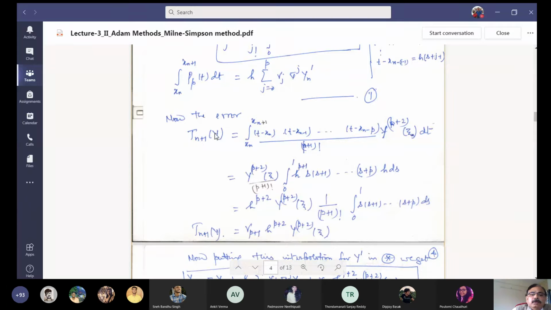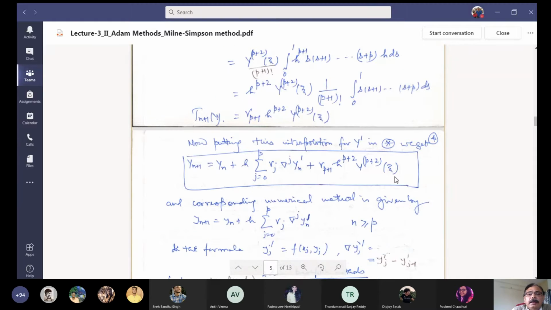So T_{n+1} is the integral from x_n to x_{n+1} of all the products divided by (p+1) factorial times y^(p+2). This I have already explained. It is y prime (p+1), the derivative of y prime, so that becomes the (p+2)th derivative of y at some point xi. And then this is a constant, so those things will come out, and the remaining you can write in terms of s, which I have already explained earlier.